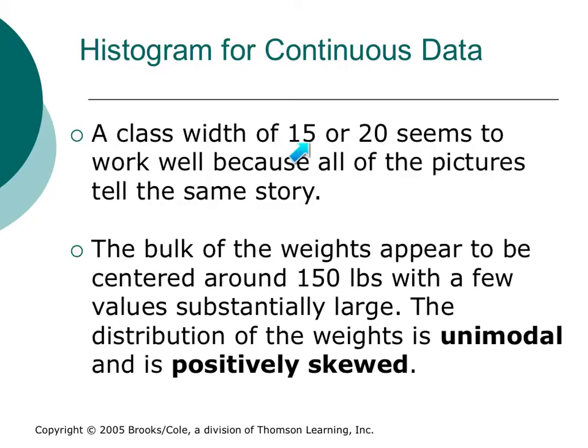So we saw that a class width of 15, which we did in class, or a class width of 20, which you saw here and also in class, seem to both work well because the pictures of the histogram all tell you the same thing. The data is still skewed to the right, or positively skewed. And the bulk of the weight appears to be centered around 150 pounds, regardless of whether we use a class width of 15 or 20. So when you build your own histogram, you may not build yours exactly like the person sitting next to you, but they will be similar if you do them the best that you can.